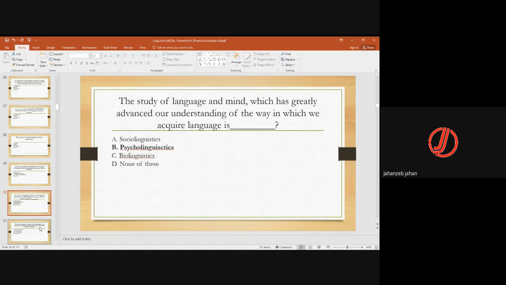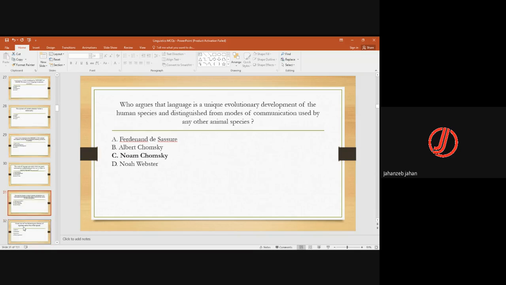The study of language and mind, which has greatly advanced our understanding of the way in which we acquire the language. So that is psycholinguistics, जिसमें mind का role होता है language की development या acquiring के साथ. Who argues that language is a unique evolutionary development of the human species and distinguished from the modes of communication used by any other animal species. So that was said by Noam Chomsky.